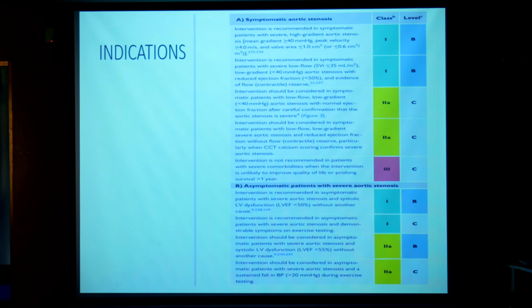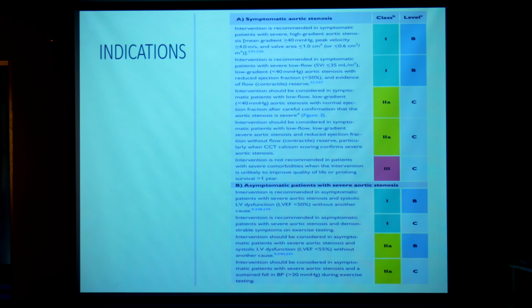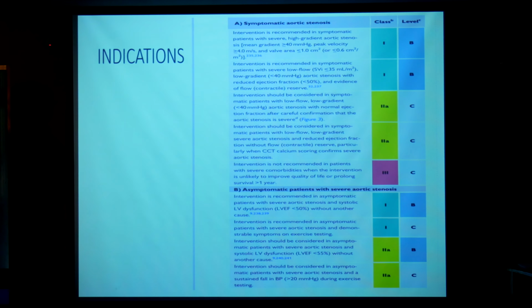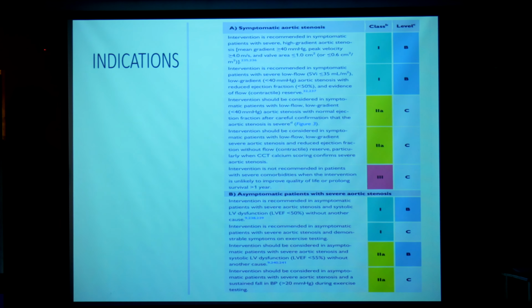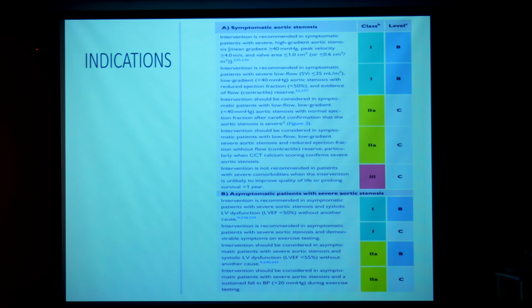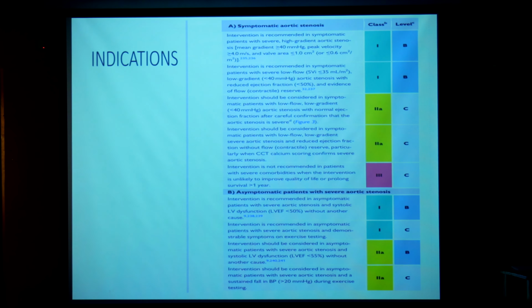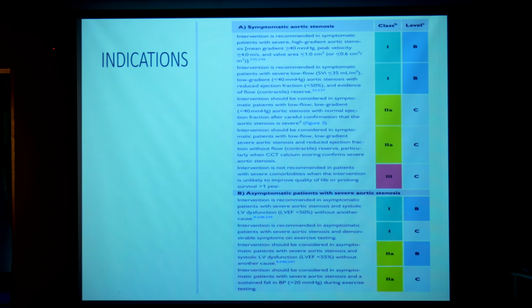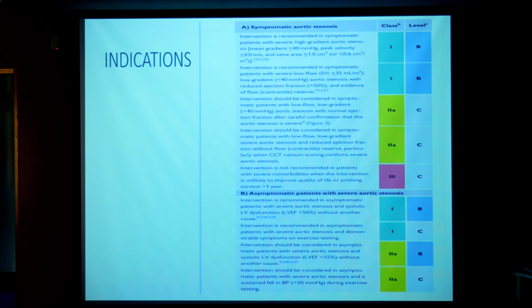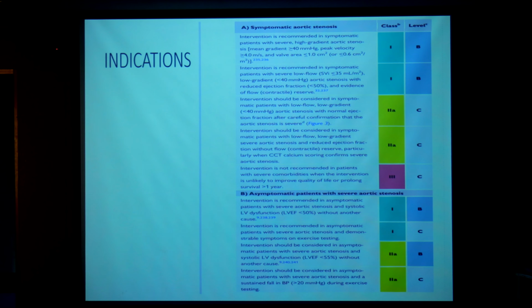Severe aortic stenosis: the mean gradient, which is the most robust one, should be greater than 40 mmHg. Peak velocity should be greater than 4 meters per second, and valve area should be less than 1 centimeter square. 40, 4 and 1. Remaining indications are complicated. You don't need to stress on that.